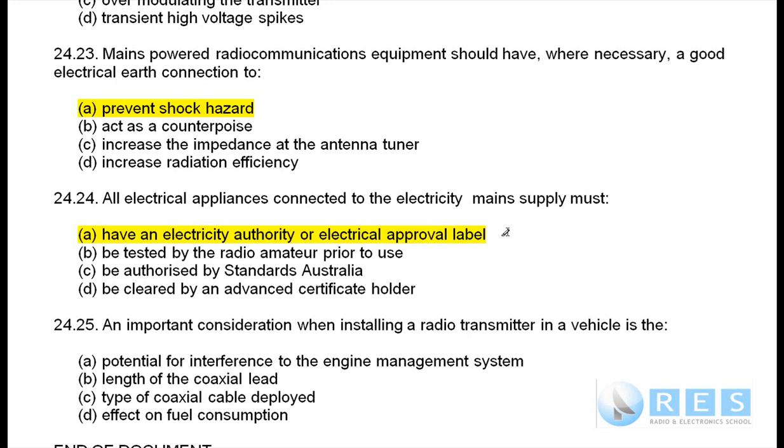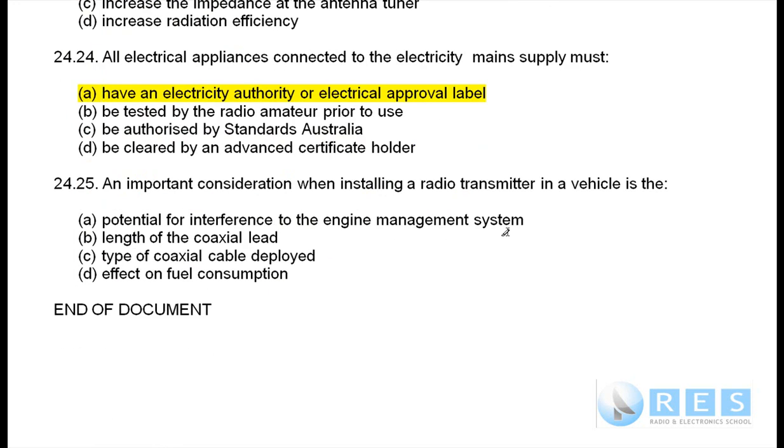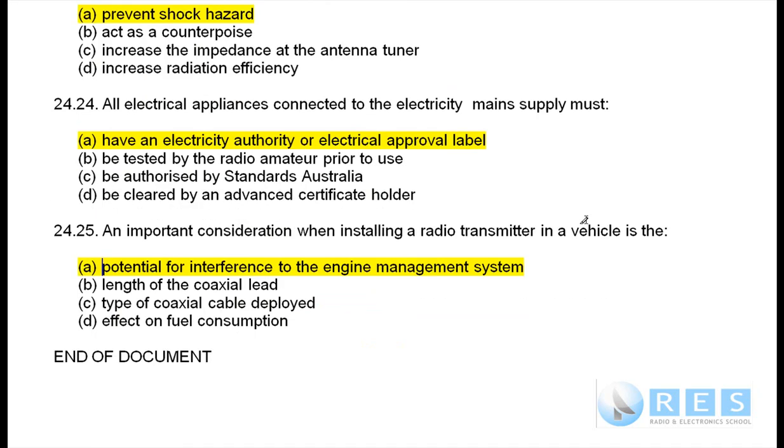Last question for the theory and standard. 24.25. An important consideration when installing a radio transmitter in a vehicle is the potential for interference to the engine management system. There we go for safety, and that's the end of the standard theory.